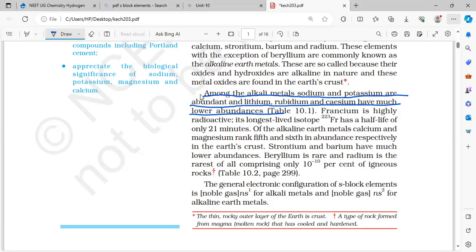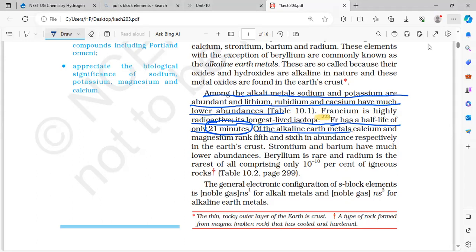Okay. Next one, see. That is why these electric vehicles are becoming so costly. Francium is highly radioactive. Its longest lived isotope, francium-223, has a half-life of 21 minutes. Keep in mind, francium half-life is 21 minutes.